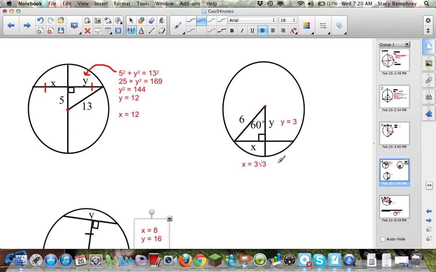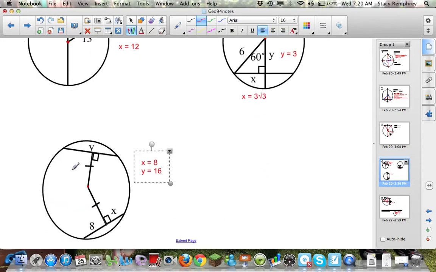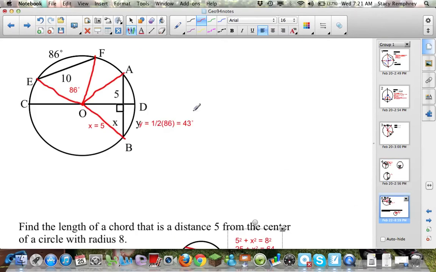In this example, I have a 30, 60, 90 triangle. So across from the 30 is the 3, and across from the 60 is the 3 root 3. Down here, they're equidistant from the center. So that means these chords are congruent. Also, because this radius is perpendicular to the chord, it breaks it in half. So if this is 8, x is 8, means the whole thing is 16, so y is also 16. Again, push pause. I know I'm going quickly.